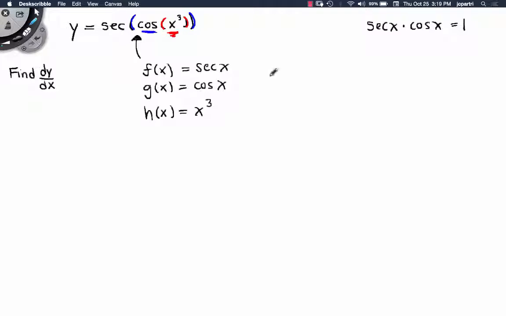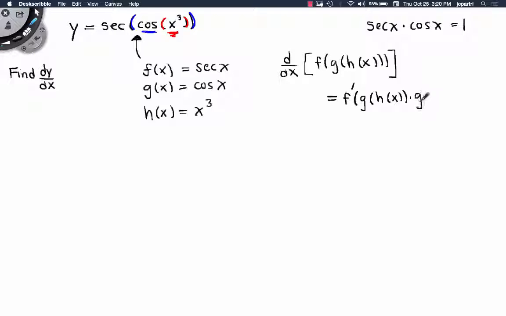Now the way this works, when you take the derivative with respect to x of f composed with g composed with h, this is equal to the derivative of f evaluated at g at h of x, times the derivative of g evaluated at h of x, times the derivative of h of x. That's the chain rule at work.